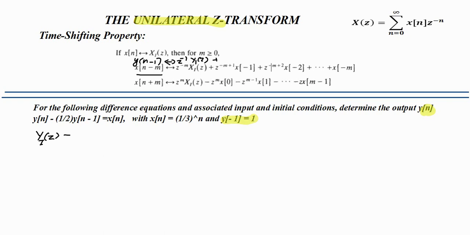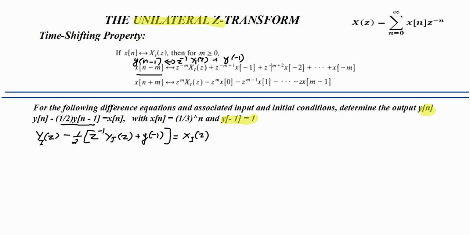plus z raised to 0 and y of minus 1. So we need to substitute here. So 1 by 2 is a common factor, then z raised to minus 1 Y 1 of z, the one-sided z transform, plus y of minus 1. Okay, so that's all about the z transform of this factor. And now we can write the one-sided z transform of x of n, that is X 1 of z.